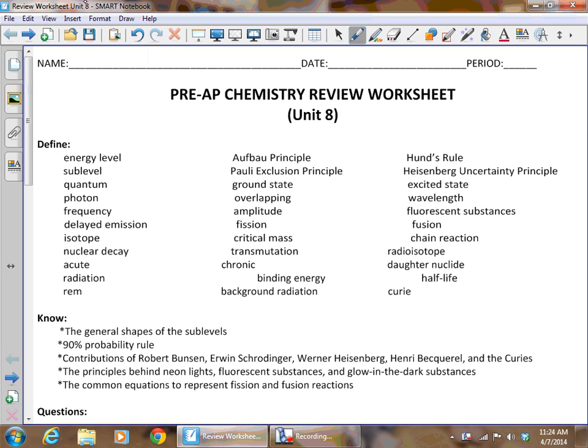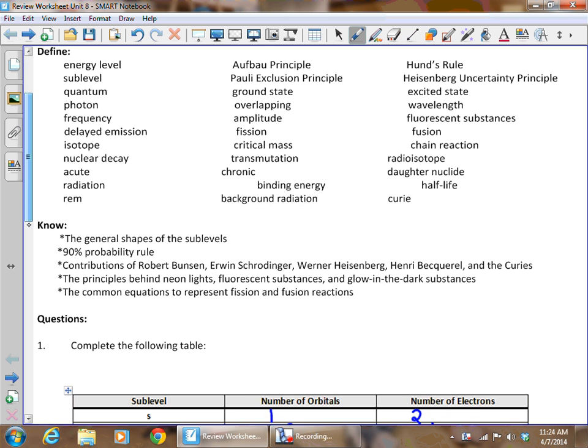Okay, in reviewing for the test that you'll be taking, make sure that you do your definitions because these definitions are going to appear on the multiple choice section of the test. This test is going to be part multiple choice, part write out. So the definitions will be multiple choice. So you need to do them for a grade, but you also need to do them so that you will know them for the test.